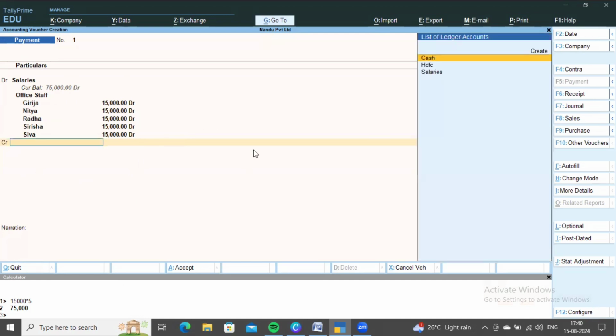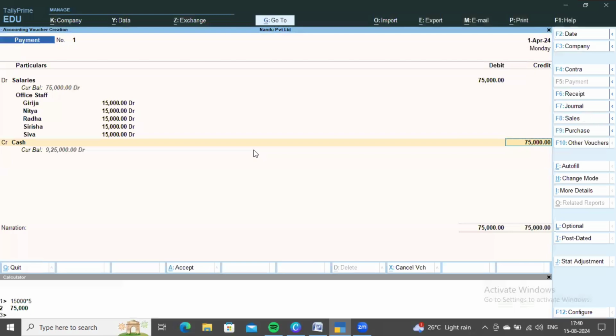Then credit the cash account, as we are making payment through cash. This is how you need to enter. Then press Ctrl A to save it.